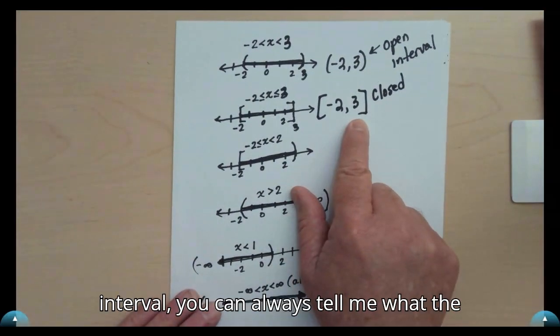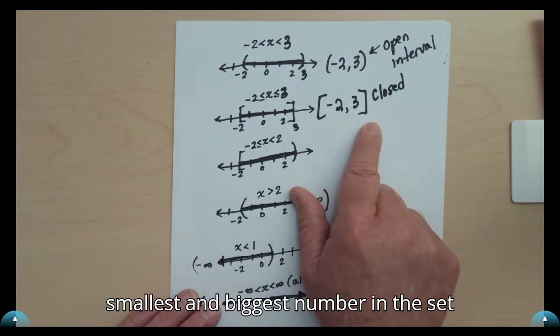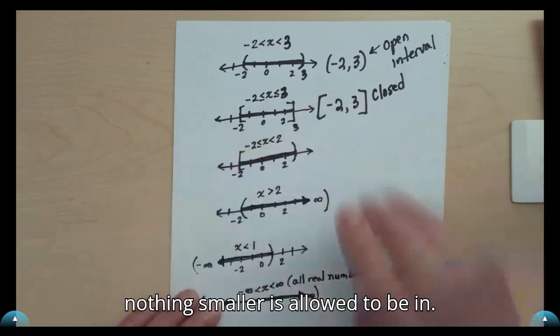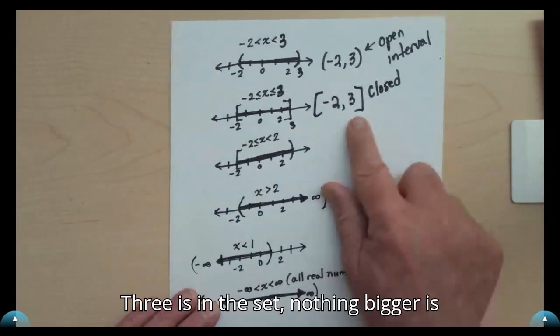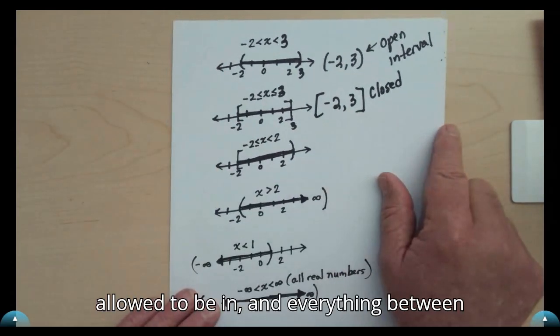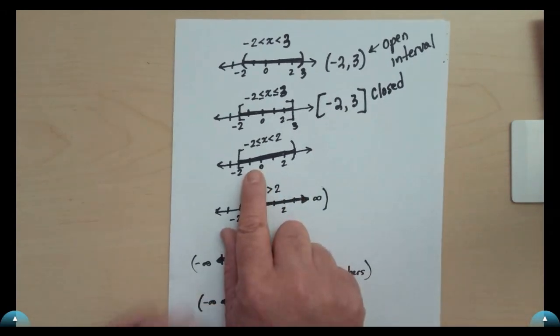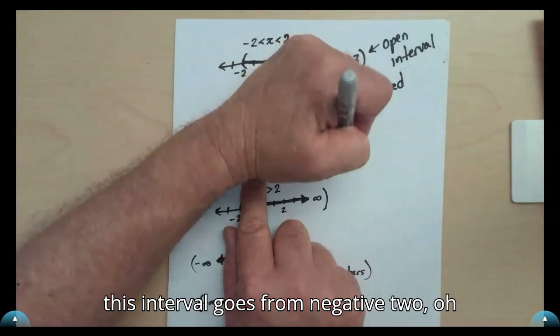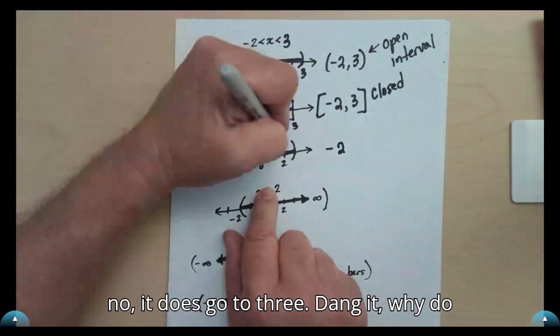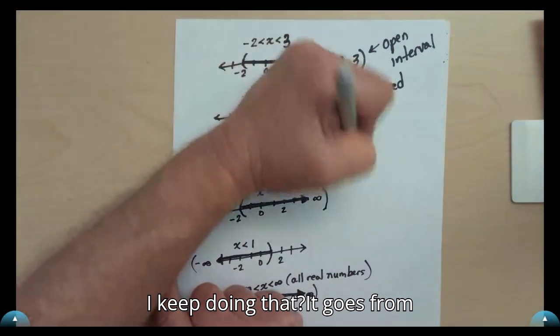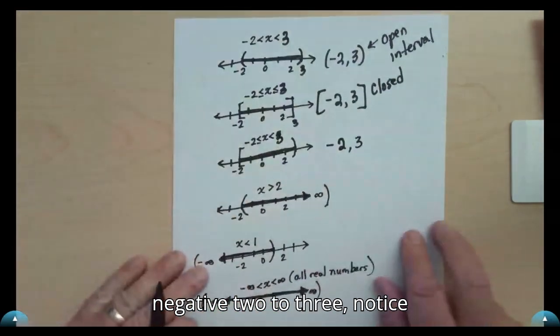In a closed interval, you can always tell me what the smallest and biggest number in the set is, right? -2 is in the set, nothing smaller is allowed to be in. 3 is in the set, nothing bigger is allowed to be in, and everything between those. Here, this interval goes from -2, oh no, it does go to 3. Dang it, why do I keep doing that? It goes from -2 to 3.